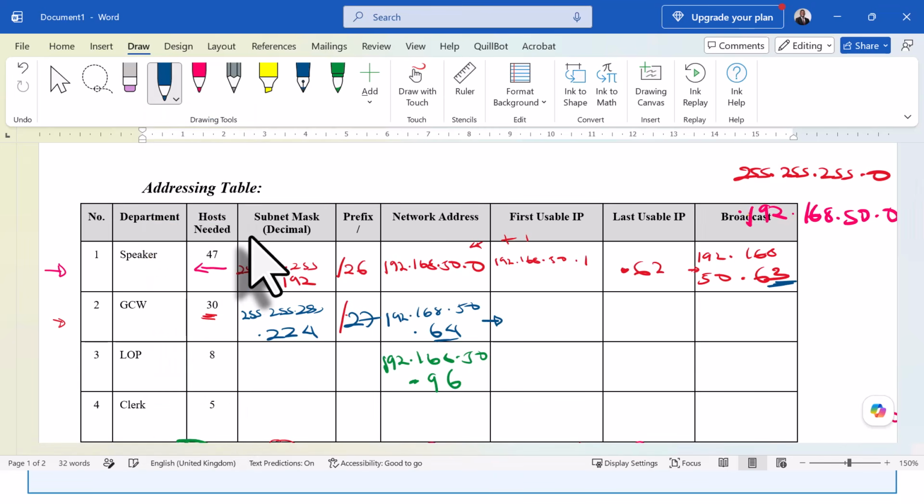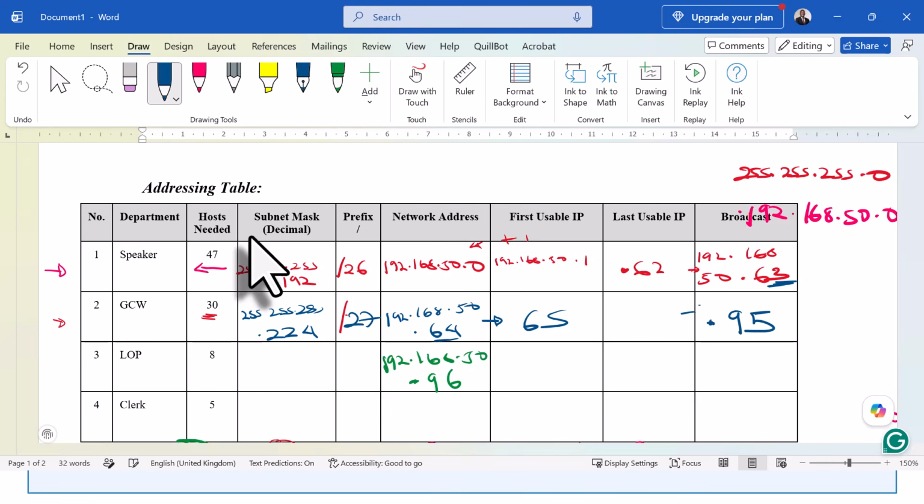So we said here, first valid, we just add 1. So this will be 192.168.50.65. This one will get this one minus 1, the next one minus 1. So it will be 192.168.50. Guess what?